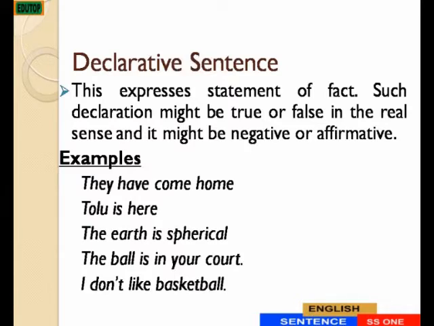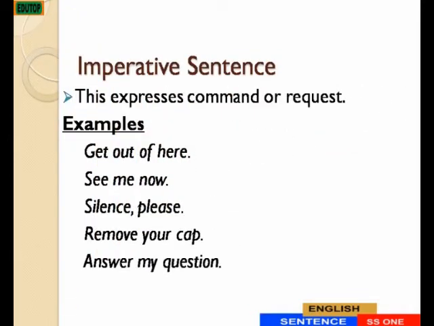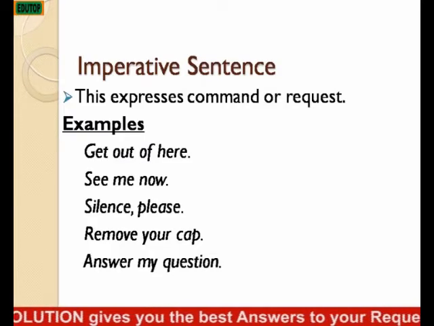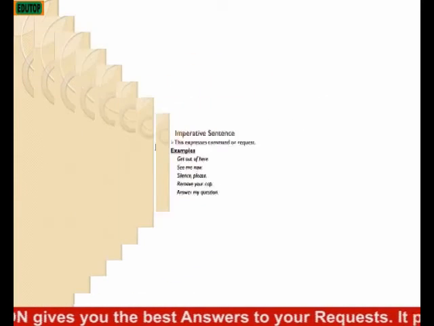Examples: they have come home. Tolu is here. The earth is spherical. The ball is in your court. I don't like basketball. These are declarations. Imperative sentence. The imperative sentence expresses command or request. Examples: get out of here. See me now. Silence, please. Remove your cap. Answer my question. These are commands or requests.